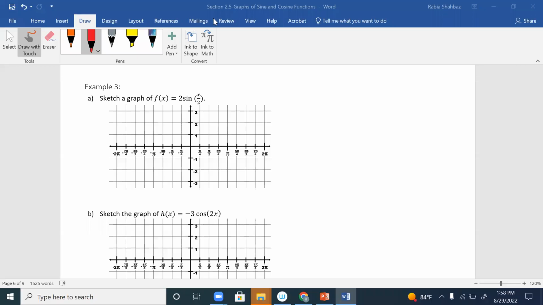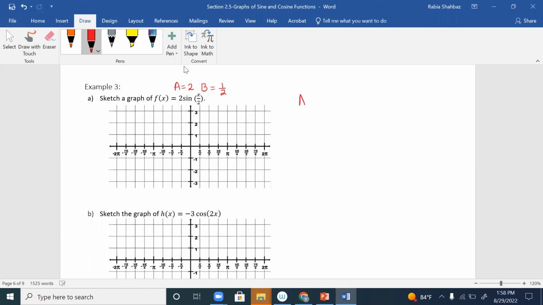Hello students. In this video, we're going to learn how to graph sinusoidal functions. And I have this first problem right here. F of x equals 2 sine of x over 2, which means A is 2 and B is half. C and D are both 0.